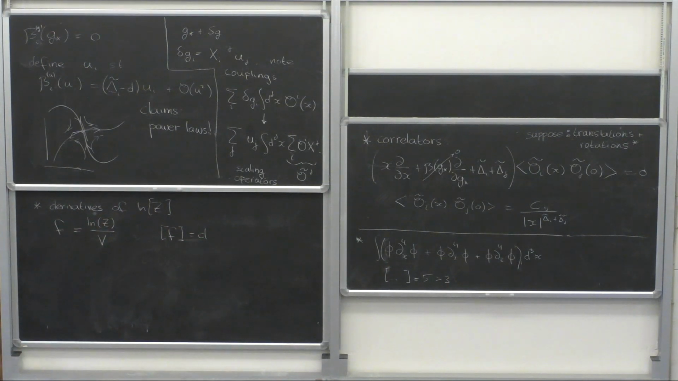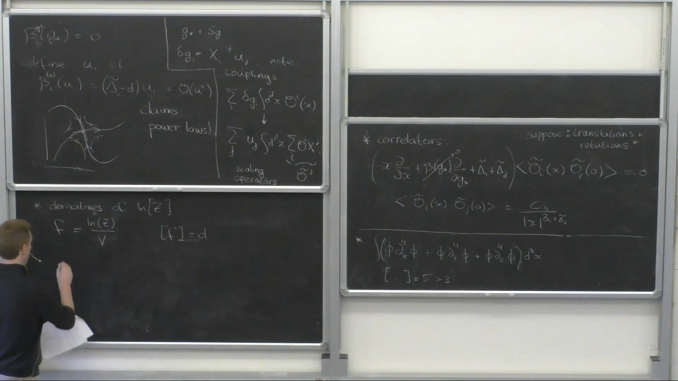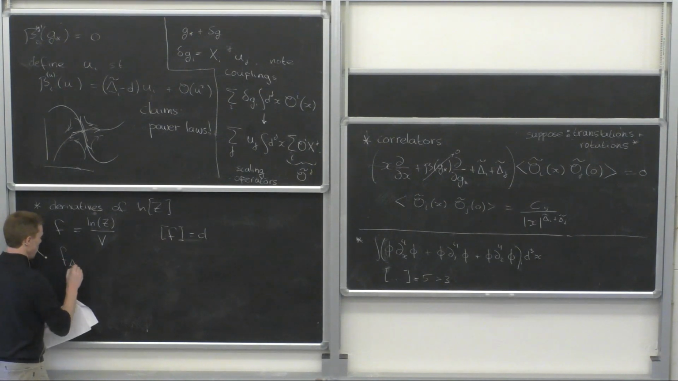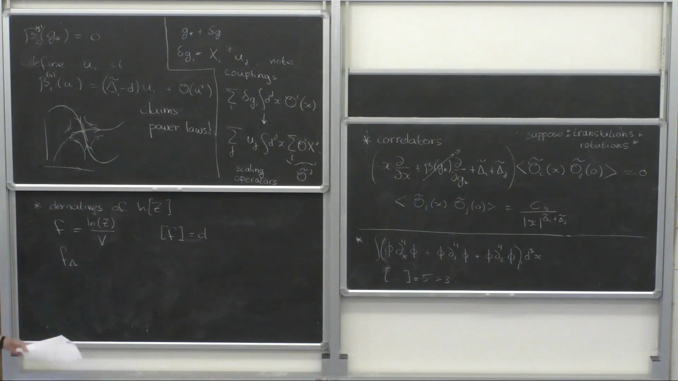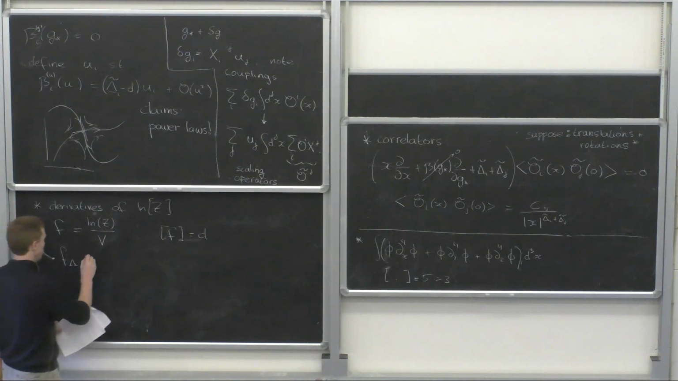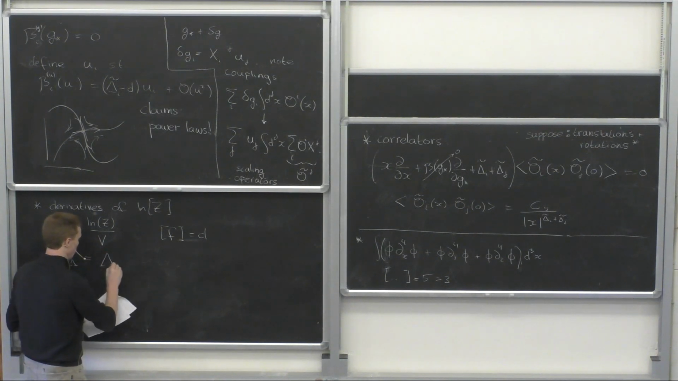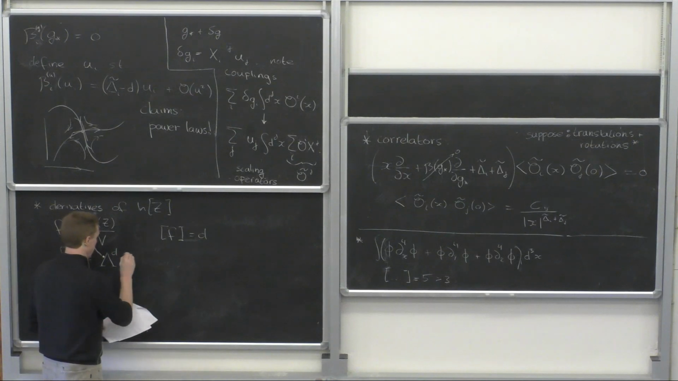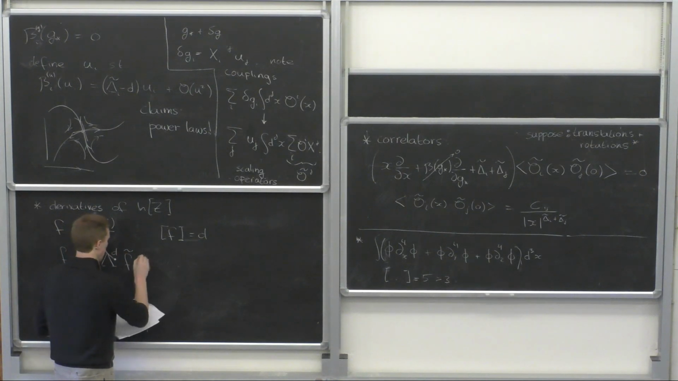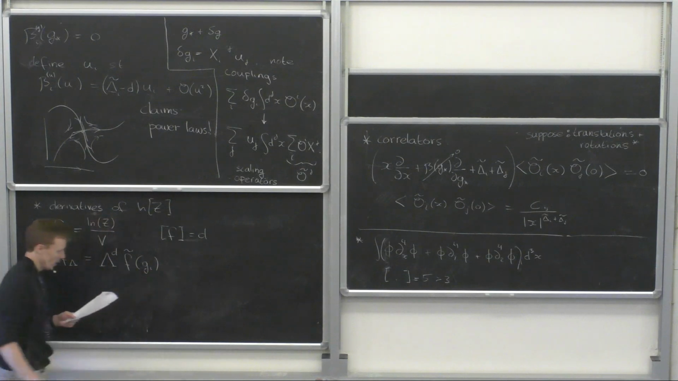So in this language, the free energy has engineering units of d. So with a cutoff lambda, if that's the only scale in the game, then it should be just lambda to the d, otherwise you will not get a free energy. F tilde, which can then depend on the dimensionless couplings.